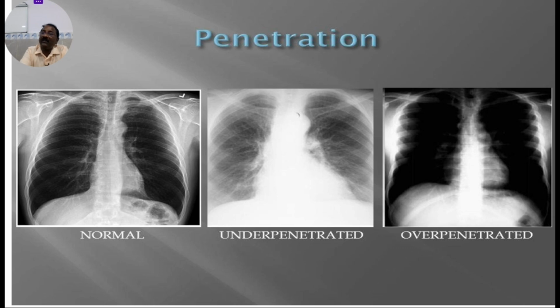So again, this penetration is also very important. Before you go to the pathologies in the lungs, the rotation is important, the inspiratory film is very important, and whether it is AP or PA is also important, and then the penetration and exposure are also important.